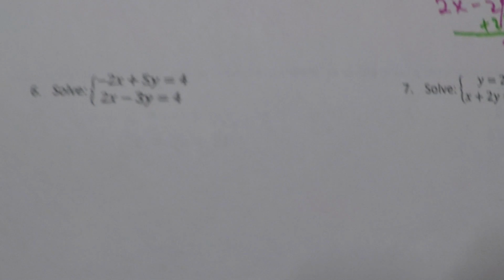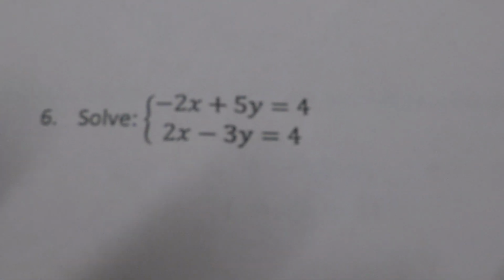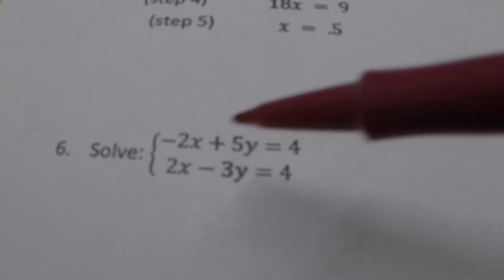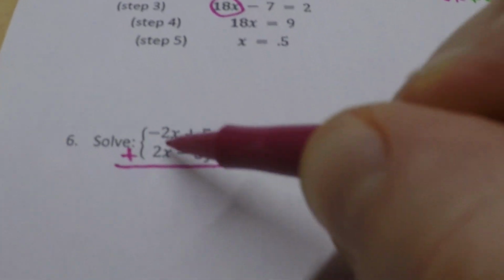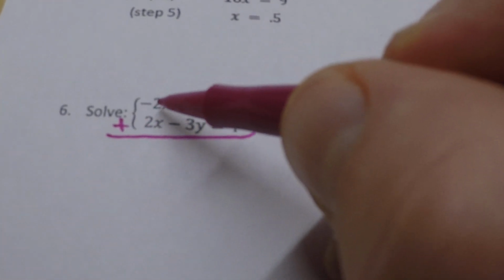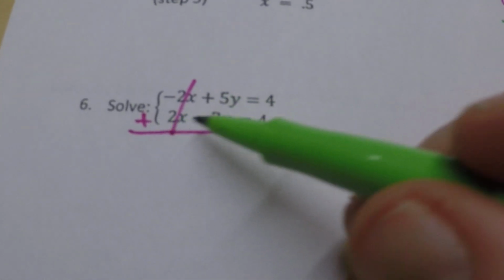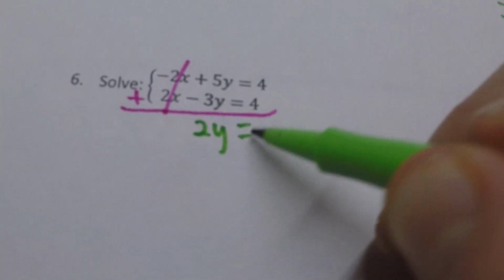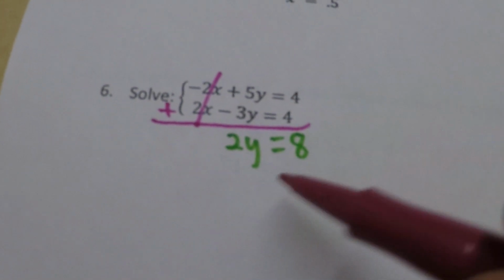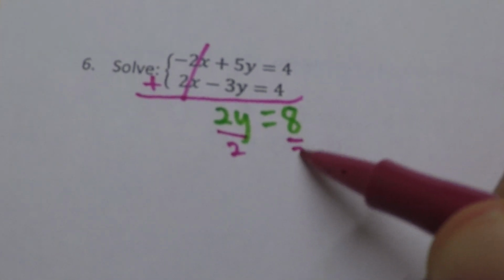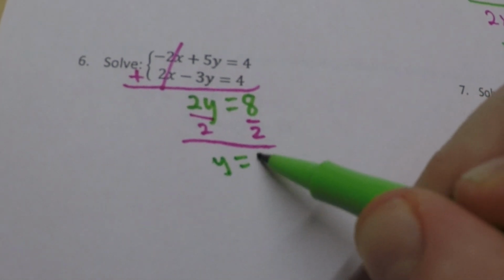All right, 2 more problems. These are called systems of equations because you have 2 equations and 2 unknowns. This first one is set up to solve by elimination. So I'm going to add these together right away because I have a negative 2x and a positive 2x. So these will cancel. The result will be 5y plus negative 3y is 2y. 4 plus 4 is 8. Okay. Now I divide by 2. And I can determine that y equals 4.